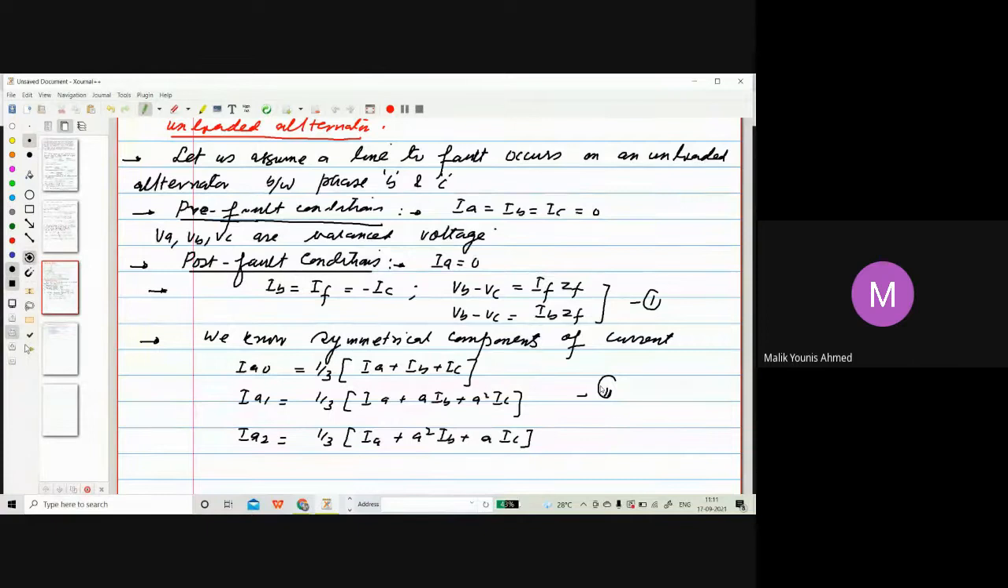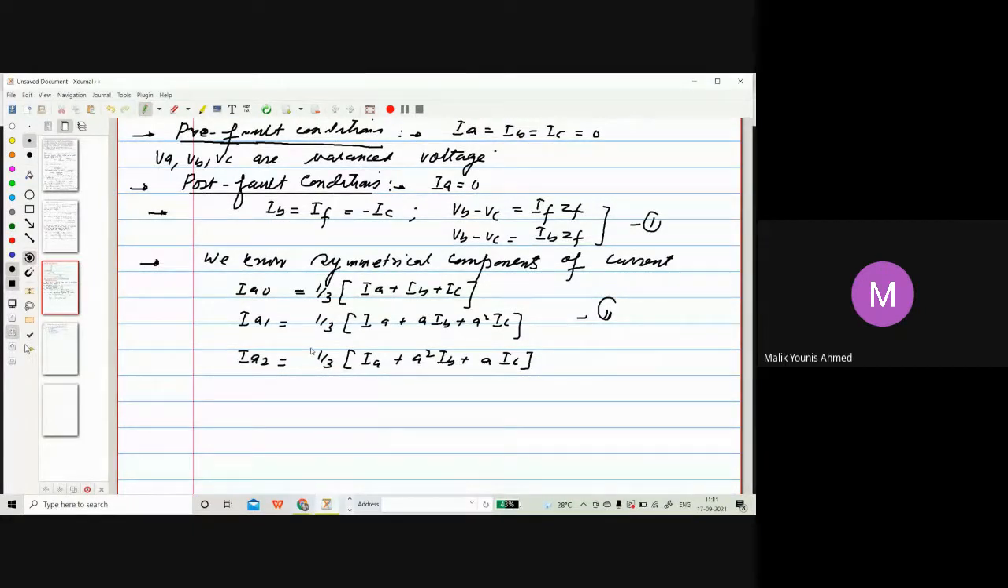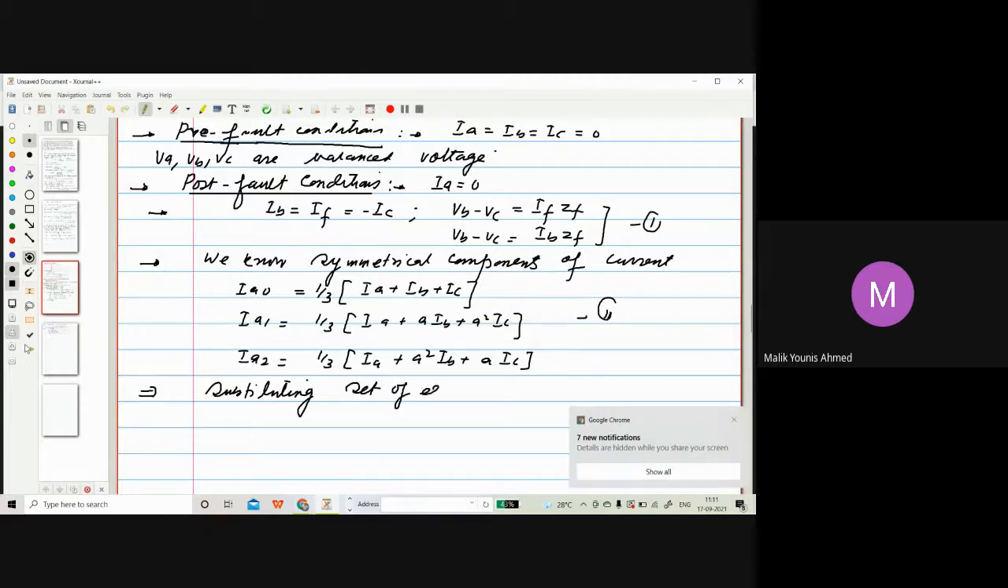So in this case, let us apply the conditions. Now, what are the conditions? IA0 will be equal to 0. Substituting the set of equation 1 in equation number 2. This set we have to substitute.